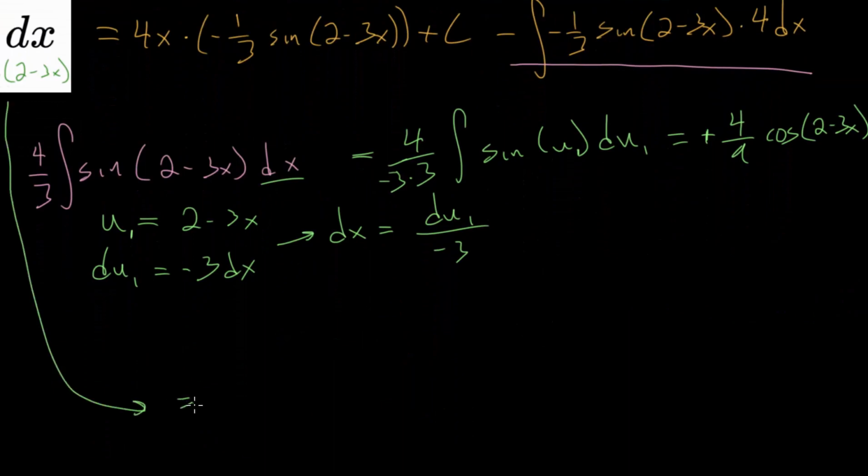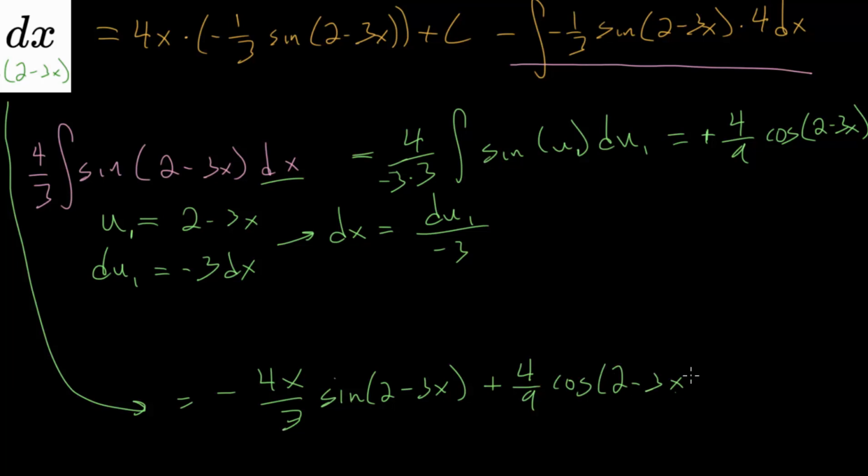This integral would be this expression, which is minus 4x/3 multiplied by the sine, let me rewrite that, by the sine of 2 minus 3x. We'll put the plus c at the end. And then we have this integral, which we know is plus 4/9, the cosine of 2 minus 3x, and we have plus c at the end.